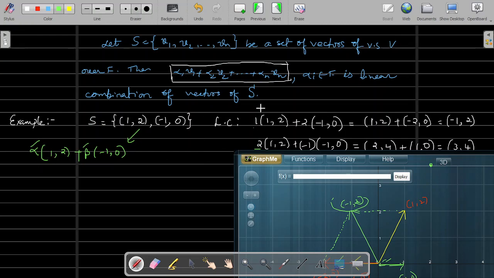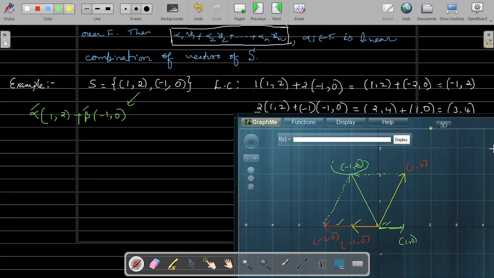See, for example, let me take alpha equal to 1 and beta equal to 2. So (1, 2), this vector is represented here, and (-1, 0) is here. So 1 into (1, 2) means I am not scaling it. 1 into anything remains the same, so neither stretching nor squeezing. So 2 into (-1, 0), I am increasing the length by 2 units. Already it is of 1 unit, 1 more unit I am adding. So it goes to the point (-2, 0).